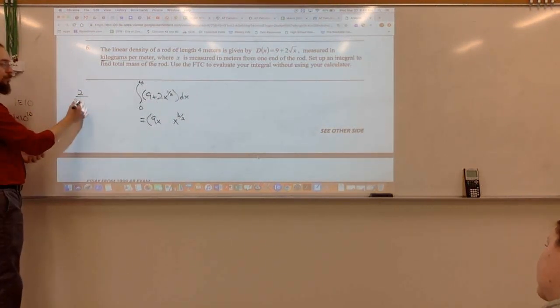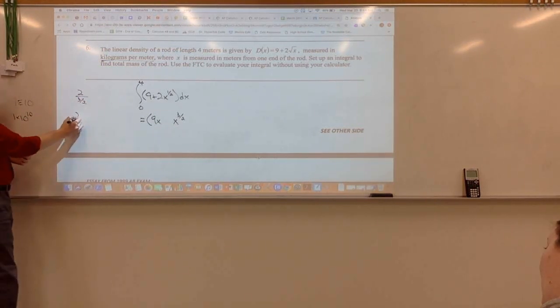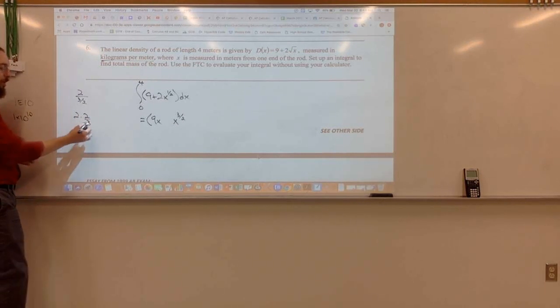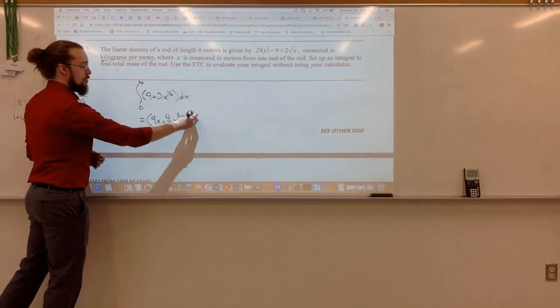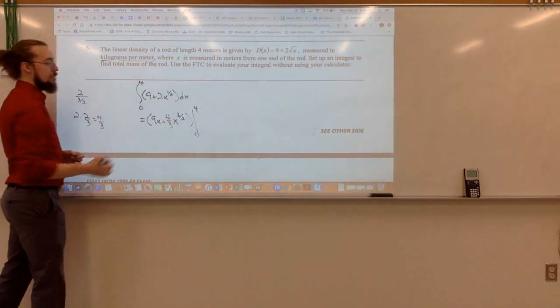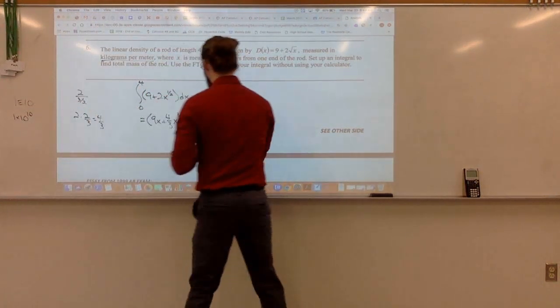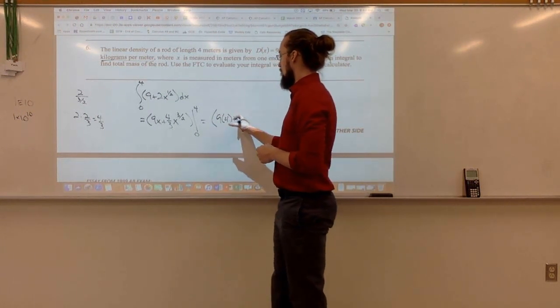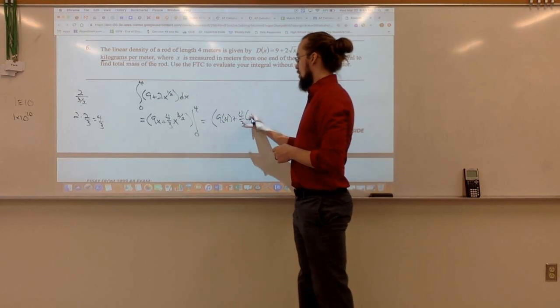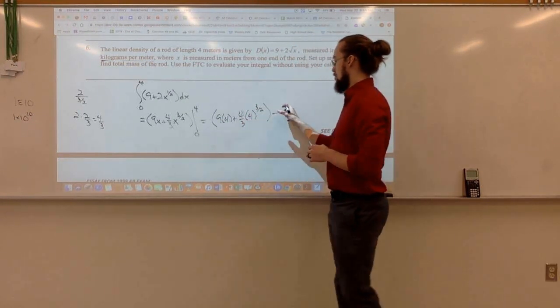So 2 over 3/2. Well, that would be the same as 2 times 2/3, right? Which would be 4/3. So my coefficient here would be 4/3. And then I'm evaluating this from 0 to 4. So I'm doing f of 4 minus f of 0. So this will be 9 times 4 plus 4/3 times 4 to the 3/2 minus 0.